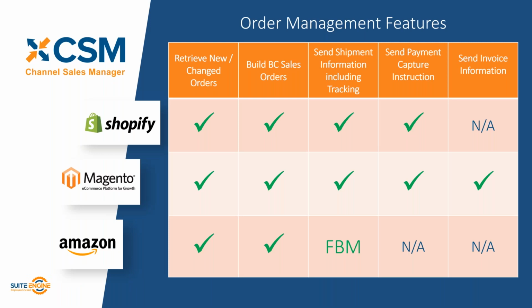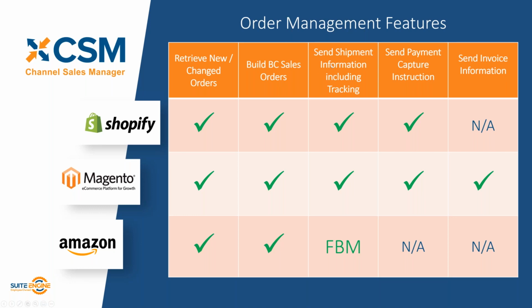Let's concentrate on order management just a little bit. For some of the platforms, some of the features just are not applicable. For Shopify and all the platforms, we're able to retrieve new and changed orders. We're trying to get something that somebody ordered into our system in Business Central. We bring those into a holding place before we actually build the Business Central sales order. Another feature is translating what we receive from that external platform into the Business Central sales order.